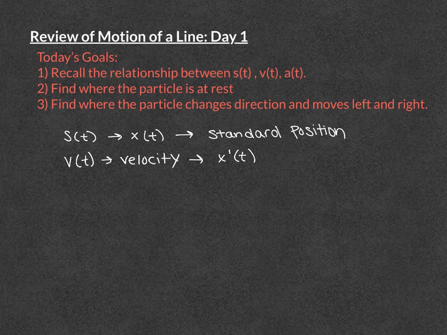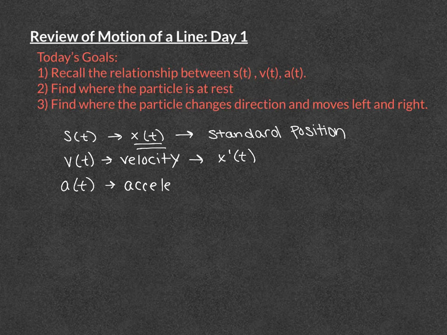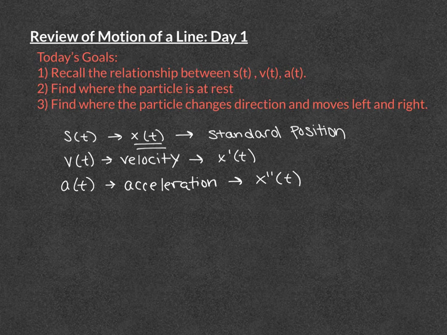Okay, so I'm going to use X of t instead of S of t. Then we have A of t, which is our acceleration function, which is the second derivative of S of t, or X of t. So let's start with an example. So we'll say example number 1.